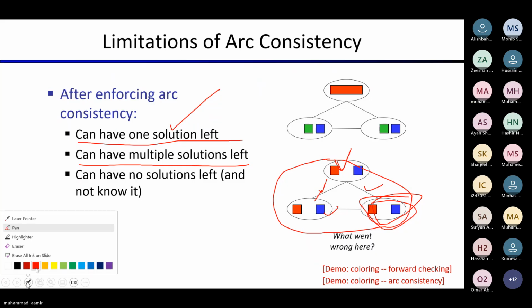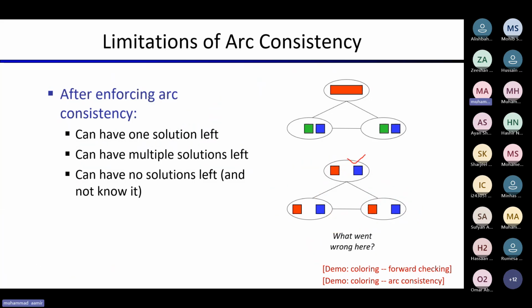We are asking the neighbors: if I got blue, will you have any other value that you can get? The neighbor said yes, if you got blue, I can have red. This neighbor also says, okay, if you got blue, I can have red. The arcs are consistent, but the problem is a kind of deadlock situation. This is the limitation of arc consistency. If we check from this neighbor, if I got the red value, do you have any value that you can get? This neighbor says yes, if you get red, I can get blue. This neighbor also says, okay, if you get red, I can get blue. So this arc is also consistent, and this arc is also consistent.